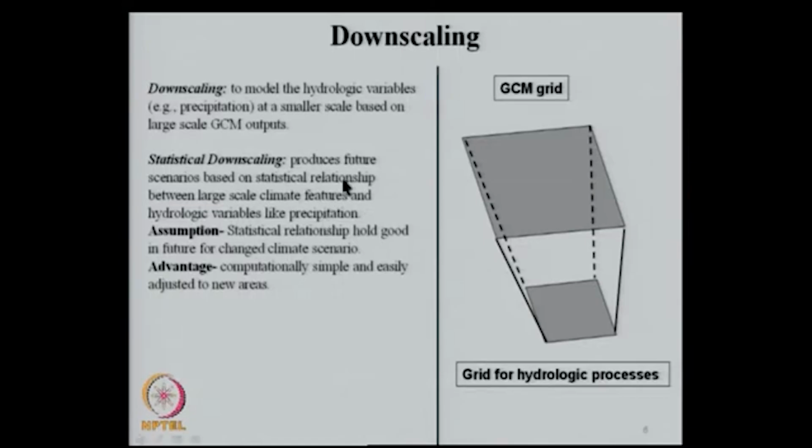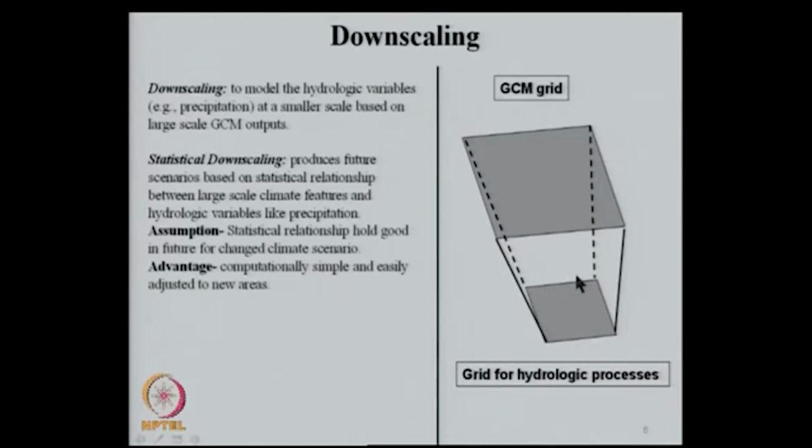The statistical downscaling produces future scenarios based on statistical relationship between the climate variables. Let us say, in this particular case we are talking about mean sea level pressure. So, we may have mean sea level pressure at a particular grid point, and then we are interested in precipitation at a smaller scale. So, we develop statistical relationship between the mean sea level pressure at one or more grid points with the precipitation at a particular location. These statistical relationships can be as simple as simple linear regression or multiple linear regression, to very complex models using the conditional random fields and so on, but essentially they use the concepts of probability and statistics.